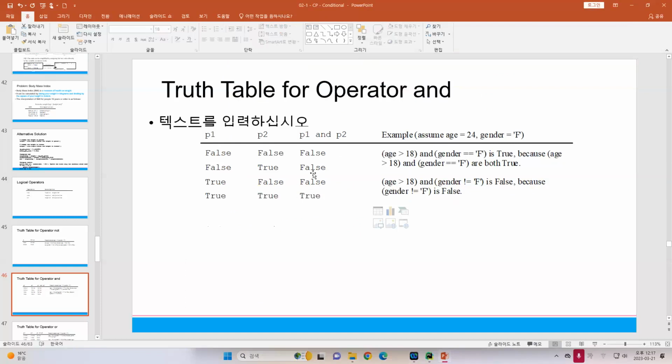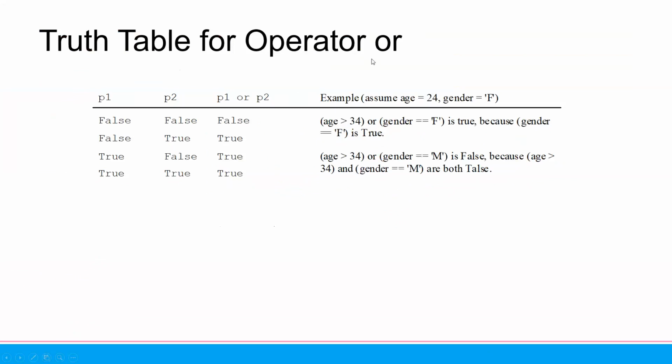So this is the Boolean operators section. We have operator OR. If it is false or false, it is false. If it is false or true, it is true. If it is true or false, true. If it is true or true, it is true.